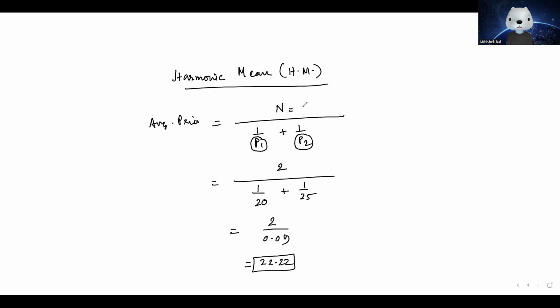N represents the number of months. And how many months are there? There are month 1 and month 2. And in these 2 months, even if you had purchased one share each, you would have still ended up with the same average price.